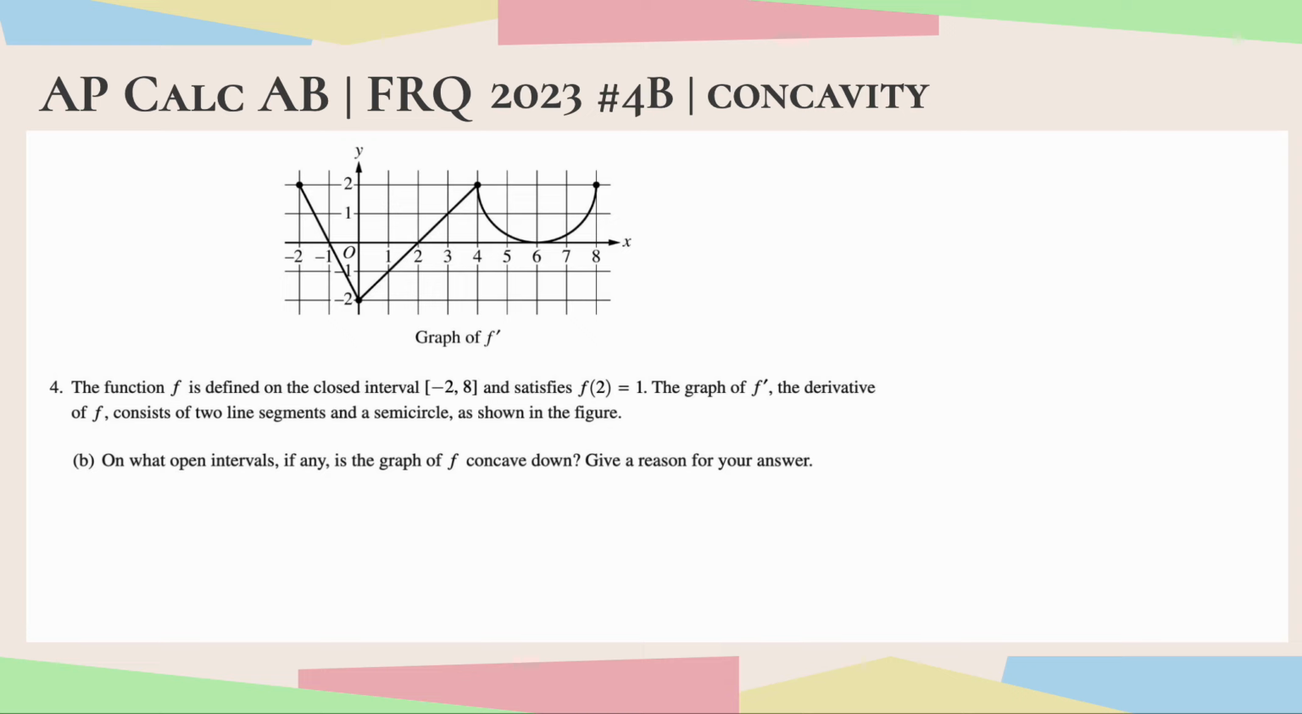Okay, so this question asks us: on what open interval, if any, is the graph of f concave down? Give a reason for your answer. So the first thing we have to know, of course, is what does concave down mean? Visually, if we have the graph of f, concavity I like to think of as looking like a bowl. So this would be an example of what concave up looks like. And if we had the graph of f that looks like this, that is what concave down would look like. So I literally think about holding a bowl in my hand and I think, okay, am I holding the bowl up or am I holding the bowl down?